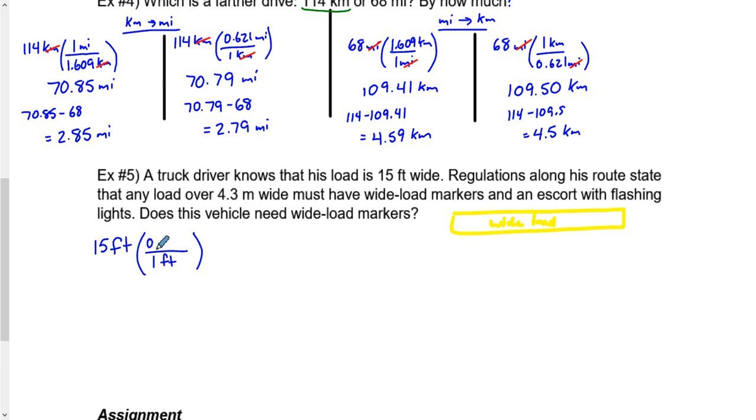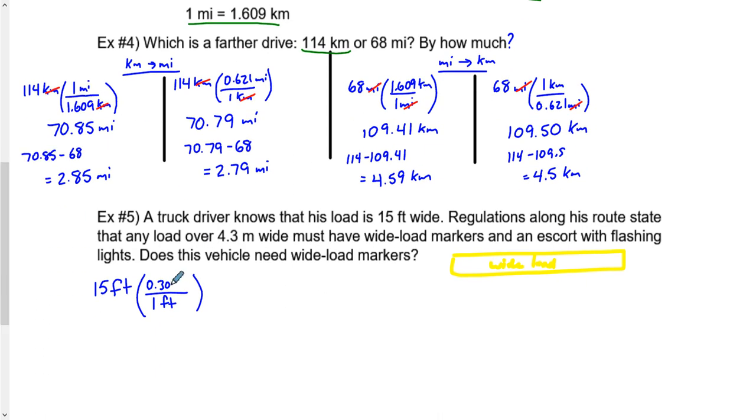1 foot is 0.3048 meters. So our feet will cancel off. 15 multiplied by that, 0.3048, is 4.572. So 15 feet is wider than what this is. So yes, it needs wide load markers.